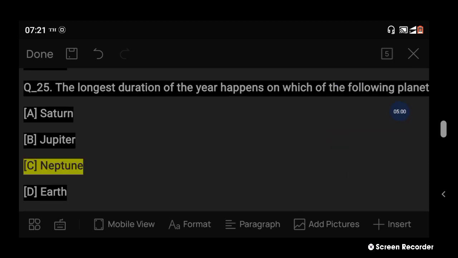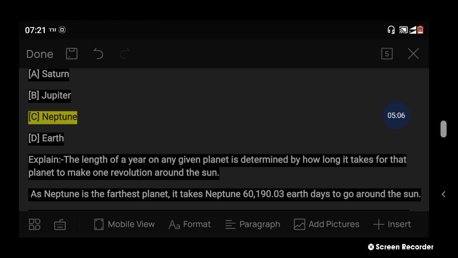Number C, Neptune. This is the planet with the longest duration of the year. Question 25 explanation: The length of a year on any given planet is determined by how long it takes that planet to make one revolution around the sun.